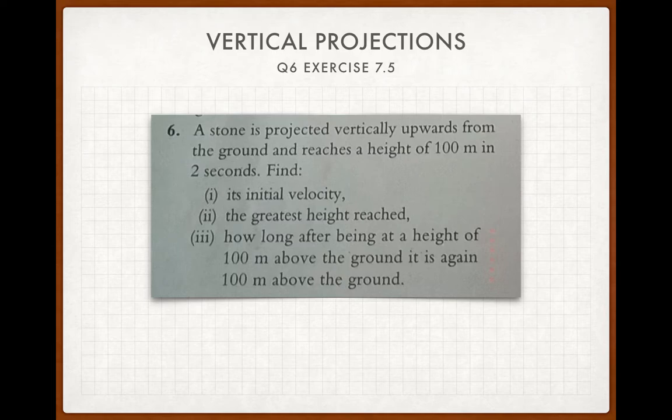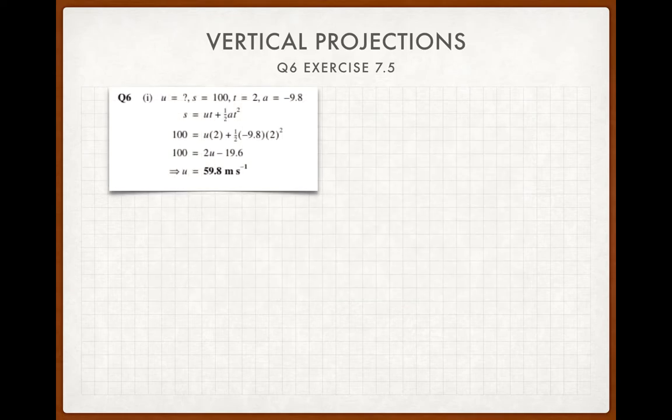For the second one, the greatest height reached, we know it stops at the greatest height reached. So we have the u from the previous part, and we're going to let v equal 0. Also, the acceleration will be minus 9.8. And the second part will not rely on the first part. So let's start with the first part. Like I said, we're given those quantities.